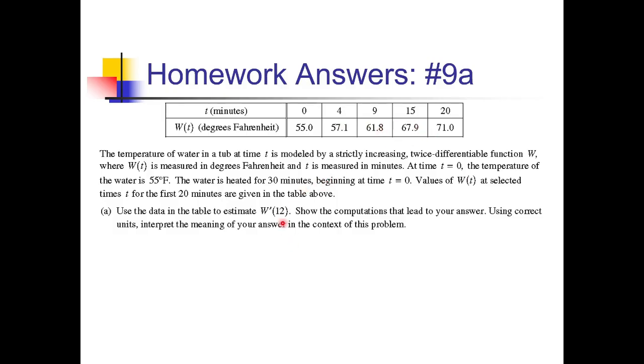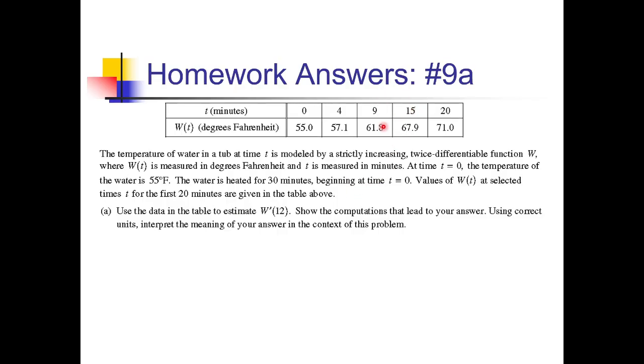So based off of this, the first thing they want us to do is use the data in the table to estimate W prime of 12, show the computations, and using correct units, interpret the meaning in context. All right, well, let's get W prime of 12 estimated first. Since we're looking for the rate of change of W and we only have this table to go on, we're going to estimate this by finding the average rate of change of W over an interval that includes 12. Now, the smallest interval including 12 is the interval from 9 to 15.